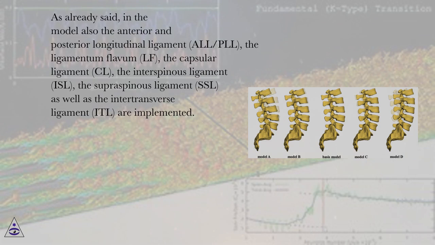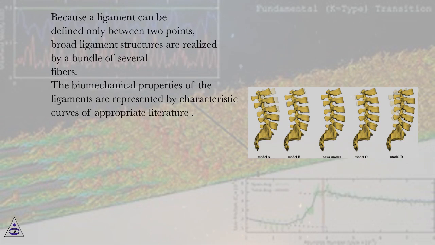As already said, in the model also the anterior and posterior longitudinal ligament, ALL/PLL, the ligamentum flavum, LF, the capsular ligament, CL, the interspinous ligament, ISL, the supraspinous ligament, SSL, as well as the intertransverse ligament, ITL, are implemented. Because a ligament can be defined only between 2 points, broad ligament structures are realized by a bundle of several fibers. The biomechanical properties of the ligaments are represented by characteristic curves of appropriate literature.